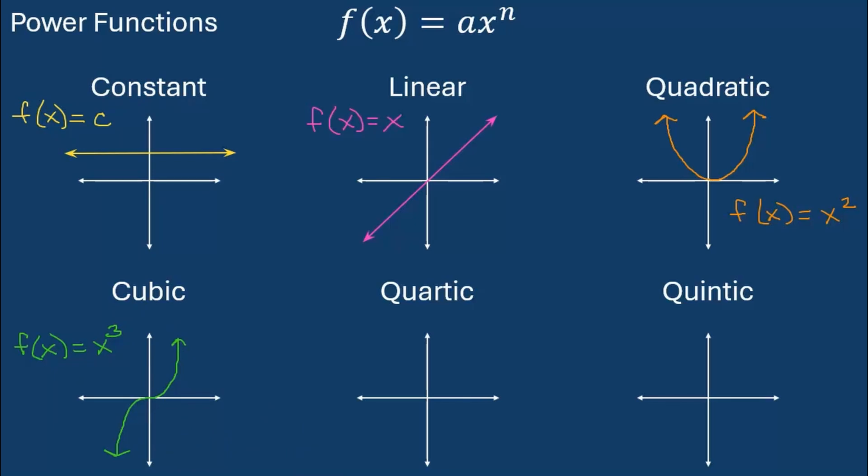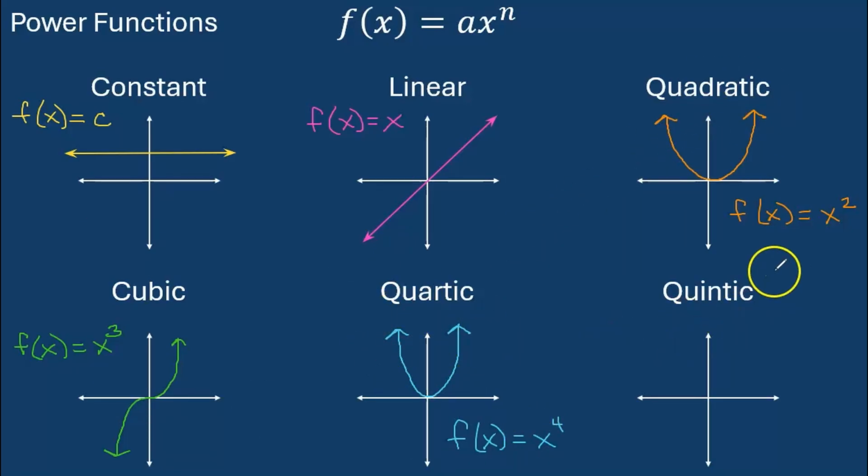Now, after cubic, the great thing is that quartic and quintic are going to mirror quadratic and cubic. Let me show you what I mean by that. A quartic function is in the form of f of x equals x to the fourth. And it is also going to be the shape of a smile going upward. As long as the parent function hasn't been changed, it's going to go upward. You'll notice that the quartic function is also a parabola, just like a quadratic.